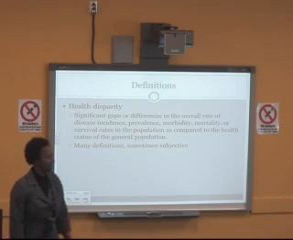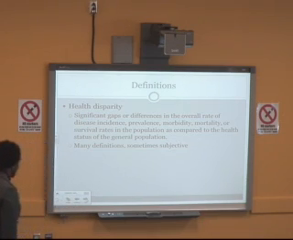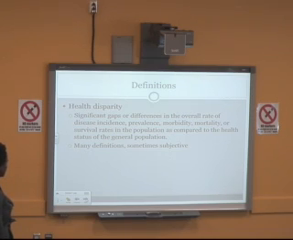Health disparities: significant gaps or differences in the overall rate of the disease and disease prevalence, morbidity, mortality, or survival rates in the population as compared to the health status of the general population. Many definitions, sometimes subject to interpretation. Does that make sense to everybody? Because it was a long definition.